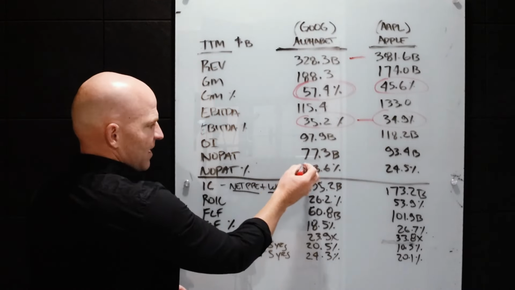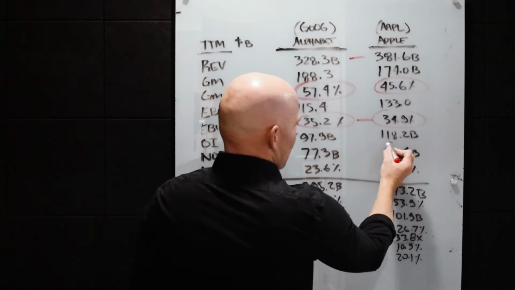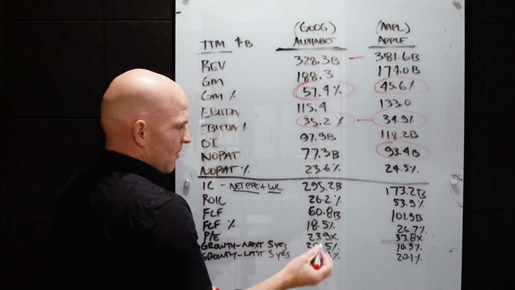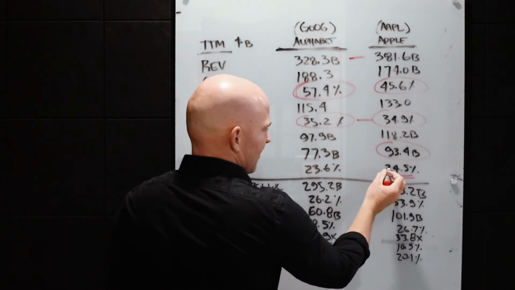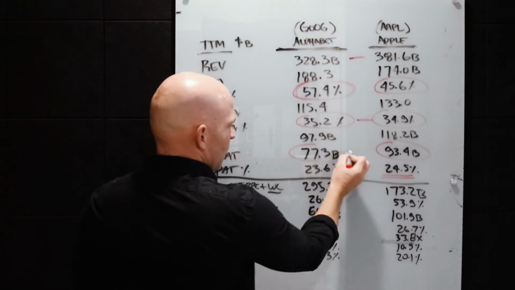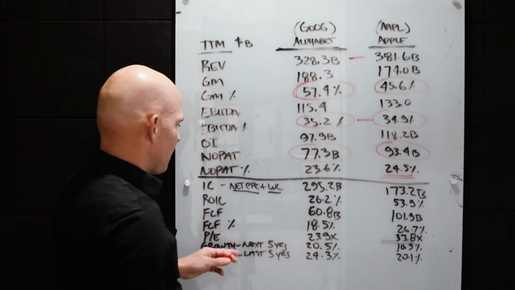Then we end up with operating income and net operating profit after tax. And then Apple steals the show back here and earns a higher net operating profit after tax compared to Google, all right, just slightly, as a percentage of revenue and in nominal terms as well.